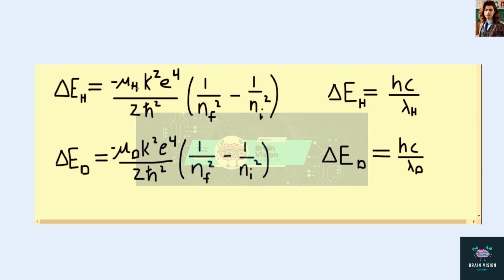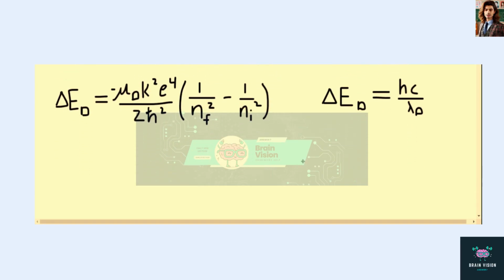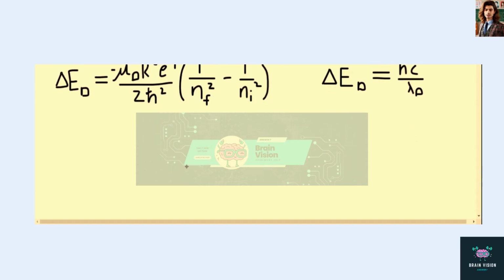The other relationship we have for delta E, the change in energy for hydrogen, is defined as h times c divided by the wavelength. And the same thing for the change in energy for deuterium, except this time we have lambda sub D. So to do this proof, we're going to take the ratio of delta E sub H, we'll call this part A, divided by delta E sub D.